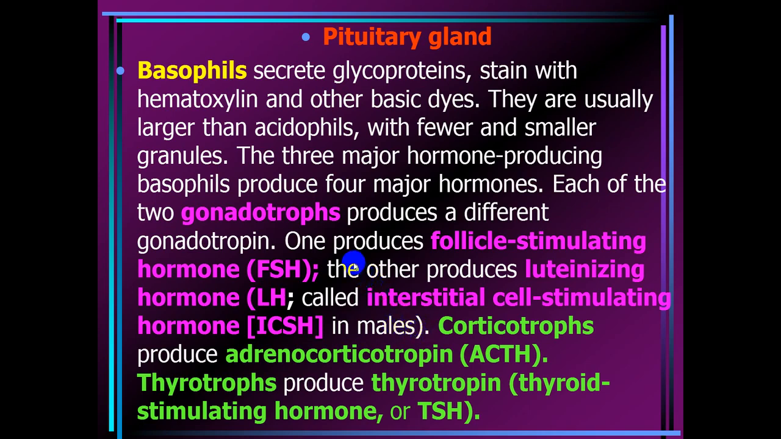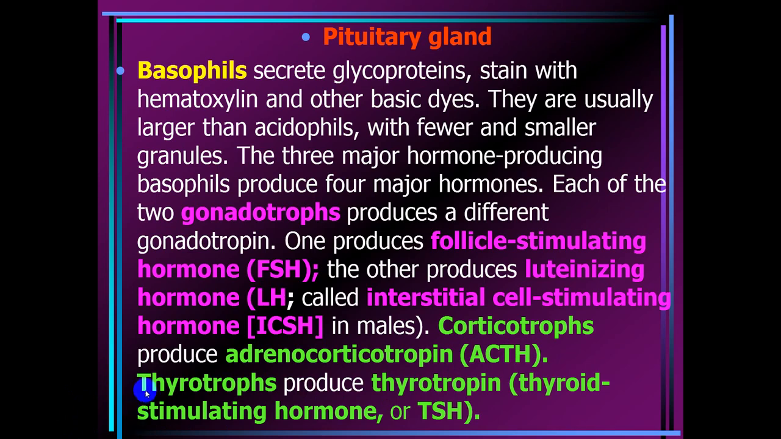The second group of basophils gets the name corticotrophs. These cells produce adrenocorticotropic hormone, ACTH, and this hormone controls the activity of the cortex of the adrenal gland, the suprarenal gland.